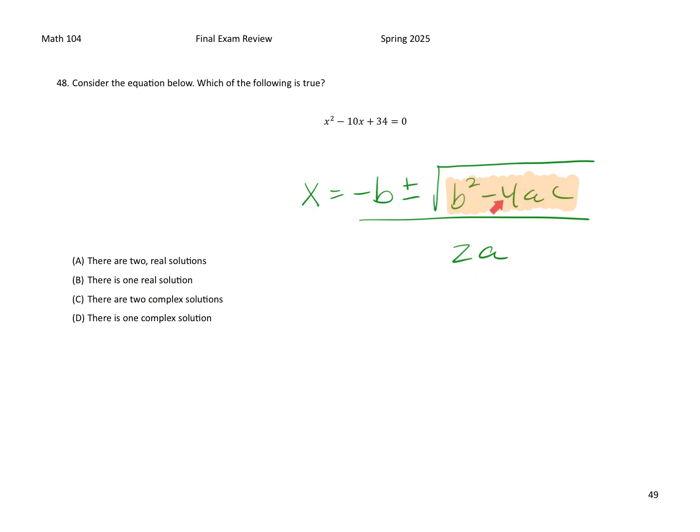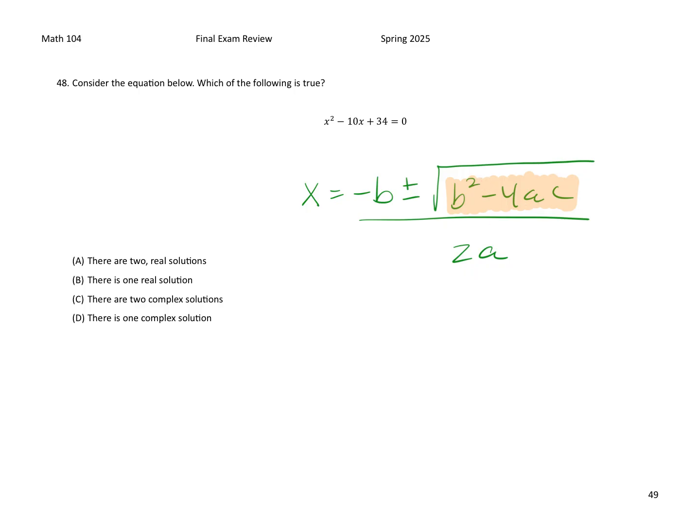If this quantity is positive, there will be no i's in your answer and you'll have real solutions, two real solutions. And if that quantity is 0, you're only going to have one solution because plus and minus 0 is the same number. Okay, so I just need to study b squared minus 4ac.